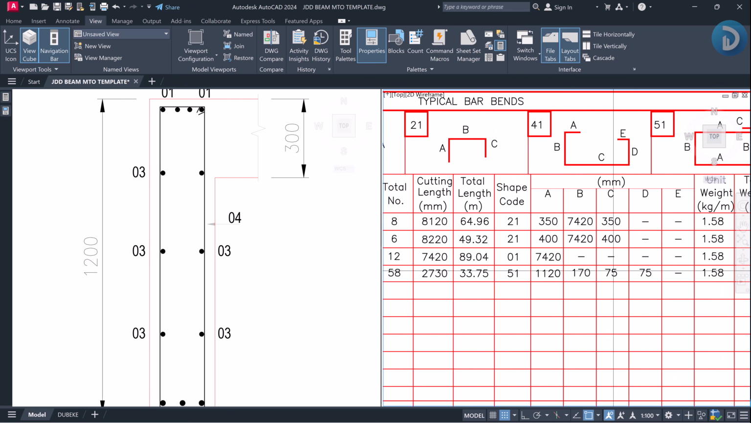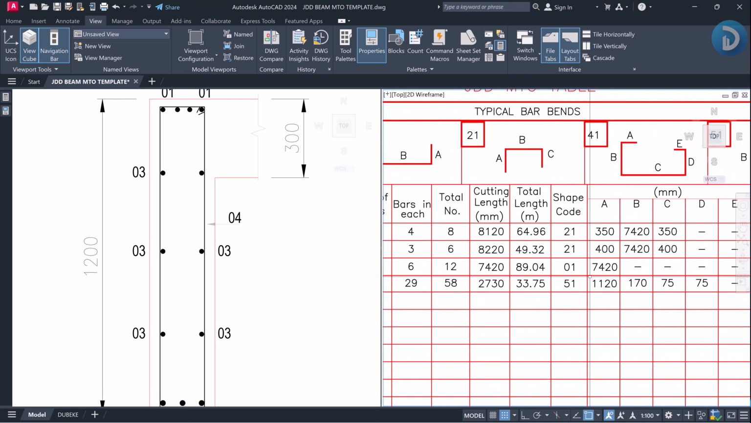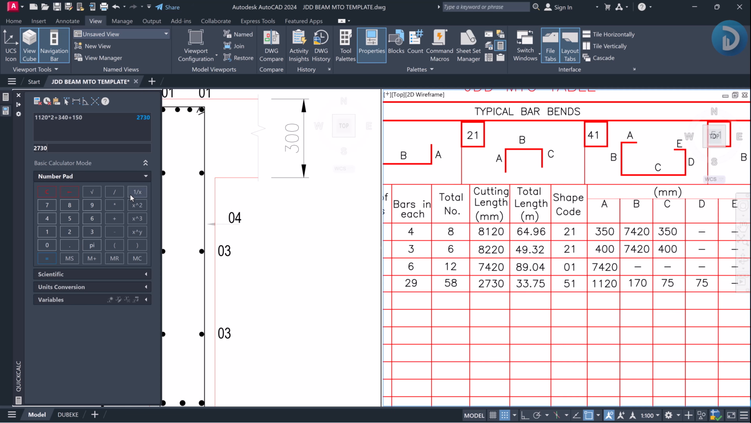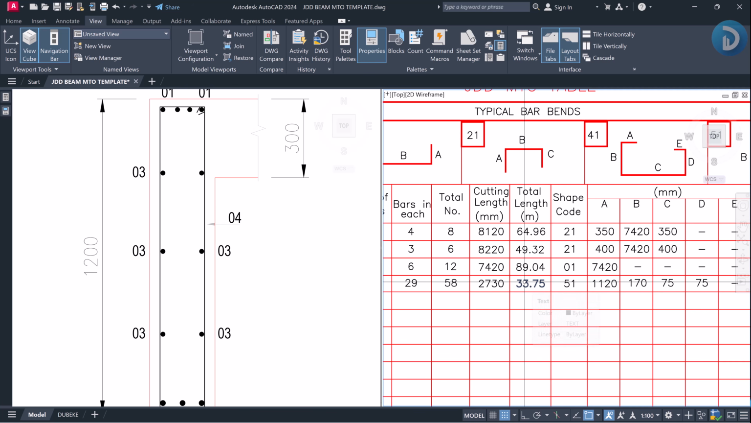The next thing is to calculate the total length, which is multiplying this by the total numbers. So this will be divided by 1000 in order to change it from millimeter to meter, and multiplied by the total numbers. So we'll divide this by 1000 and multiply by 58. So this becomes 158.34. So we'll take this to 158.34.